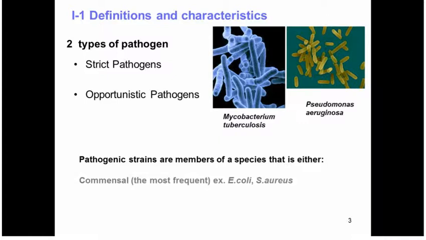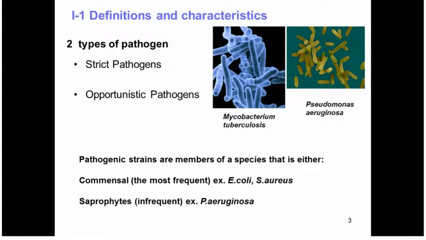Whereas opportunistic pathogens are either commensal bacteria, like Escherichia coli, Staphylococcus aureus. We can call it an opportunistic pathogen, because you often find these species in the gut or on the skin of people who are perfectly healthy.